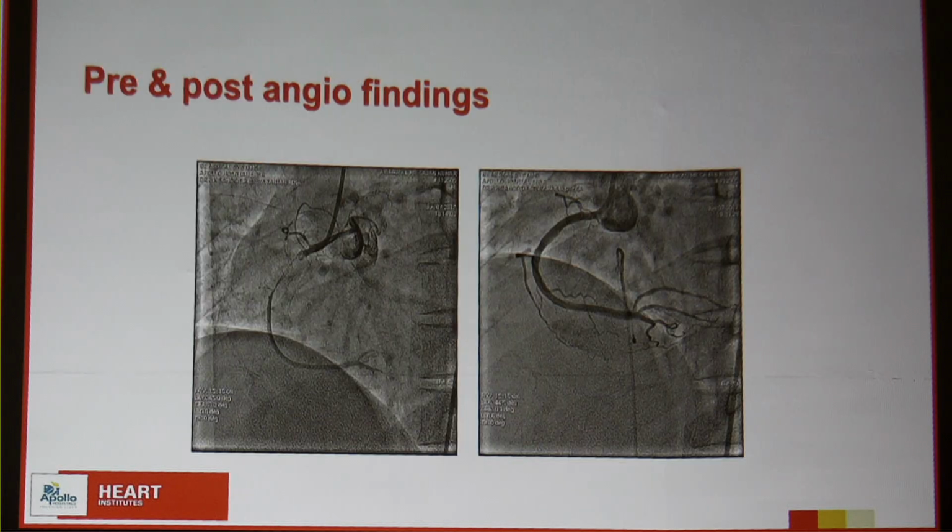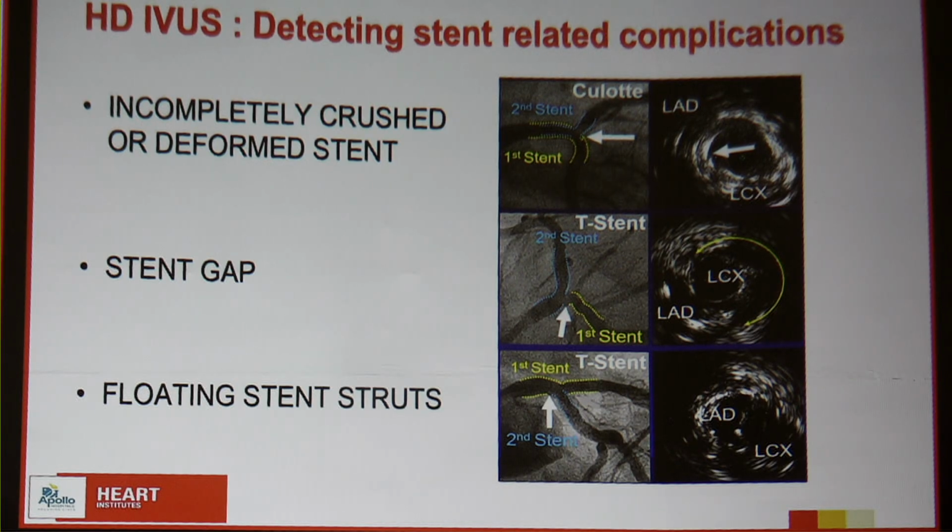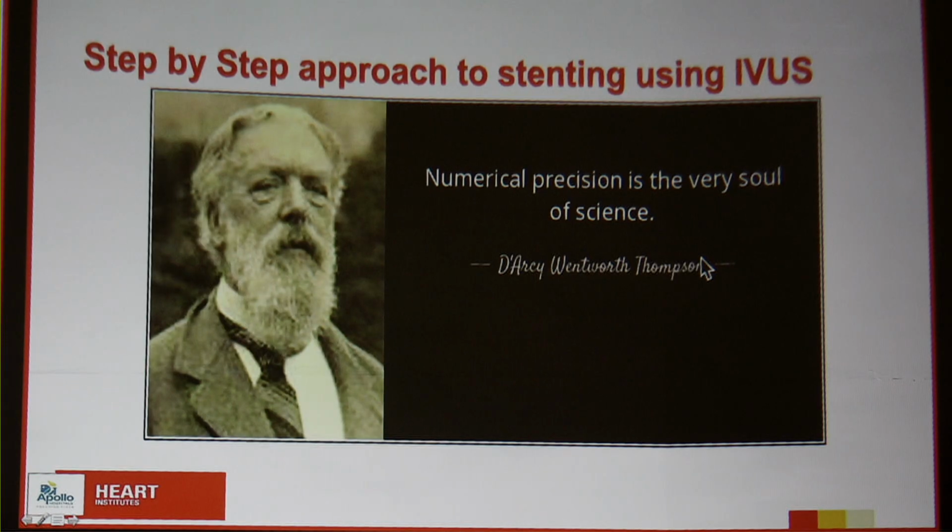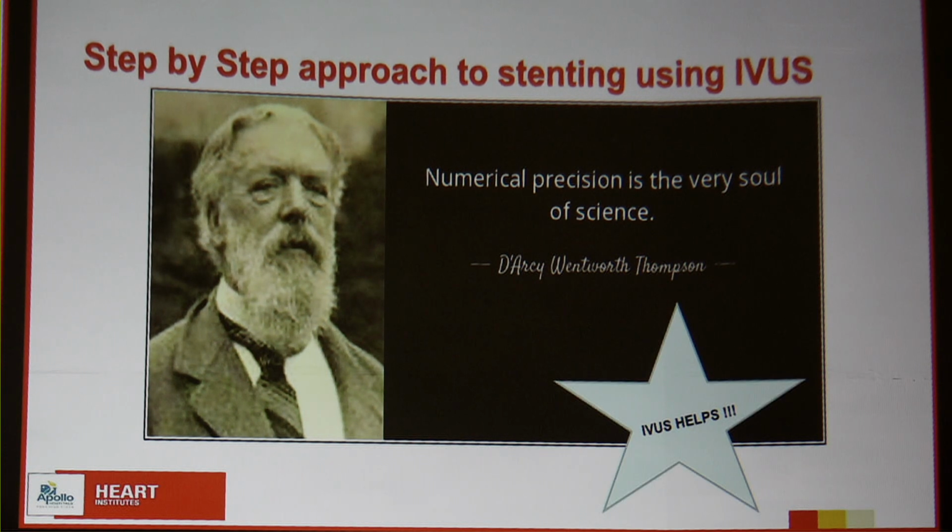So if you ask me, IVUS also detects all the stent related complications. For example, an incompletely crushed or deformed stent, a small gap, or floating struts can all be detected on IVUS. So numerical precision is the very soul of science. When you go beyond angiography and use IVUS, definitely IVUS will help you in knowing what you have done, and if you follow all these steps, you'll definitely have a good result.